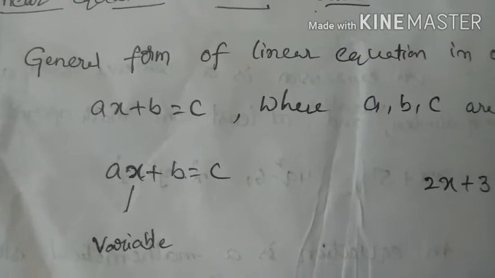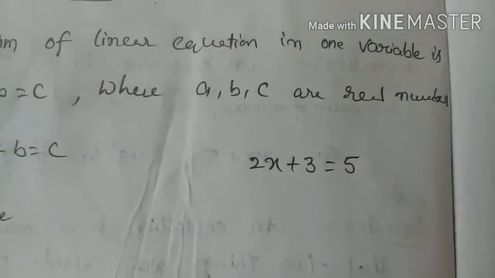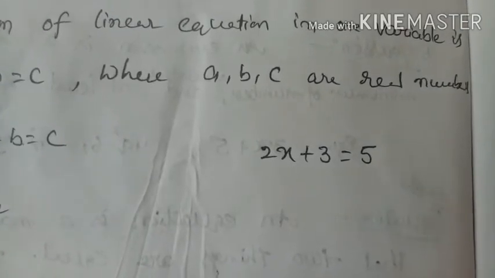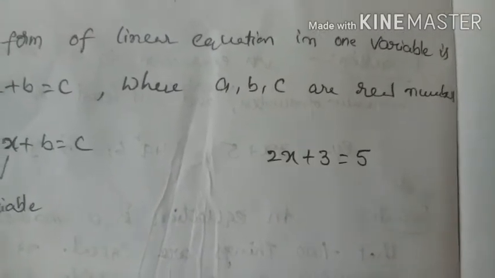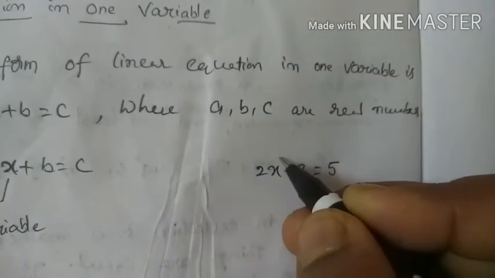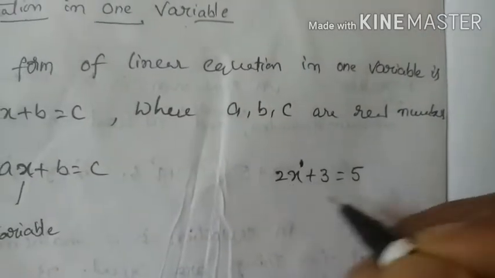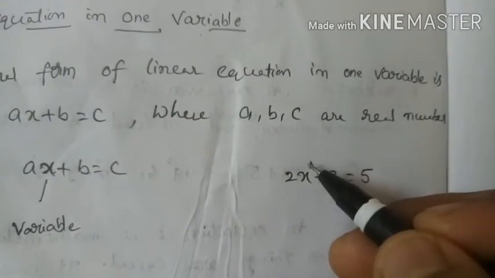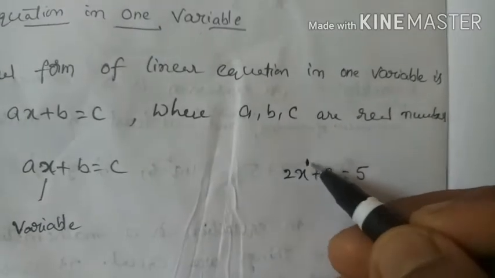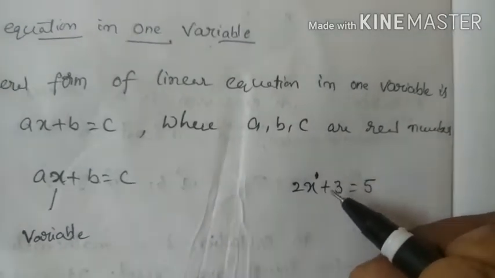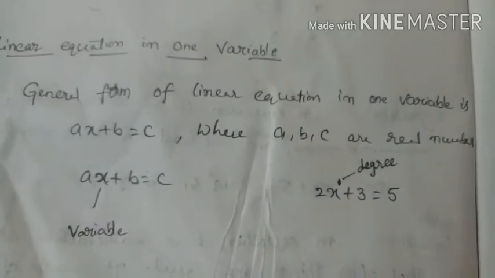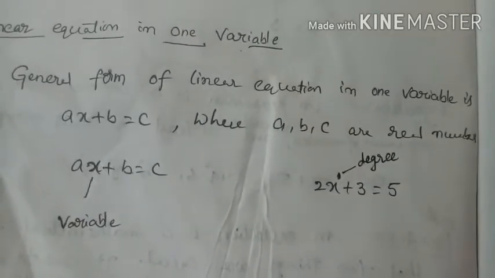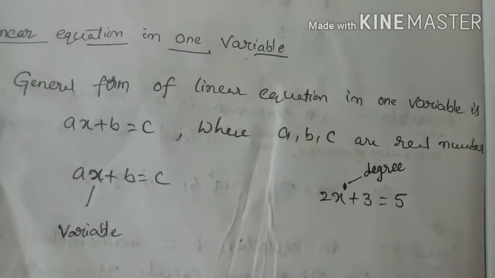For one more example, I will give 2x plus 3 is equal to 5, where x is a variable. What is the exponent of x? Nothing, which means it is 1. In these equations, the exponent is called the degree. What do we call this? Degree. Now tell me, what is the degree of a linear equation? 1. Yes. Okay.